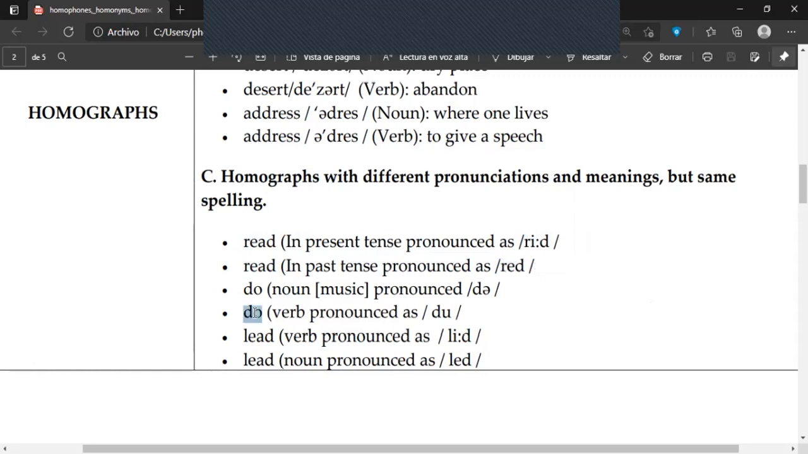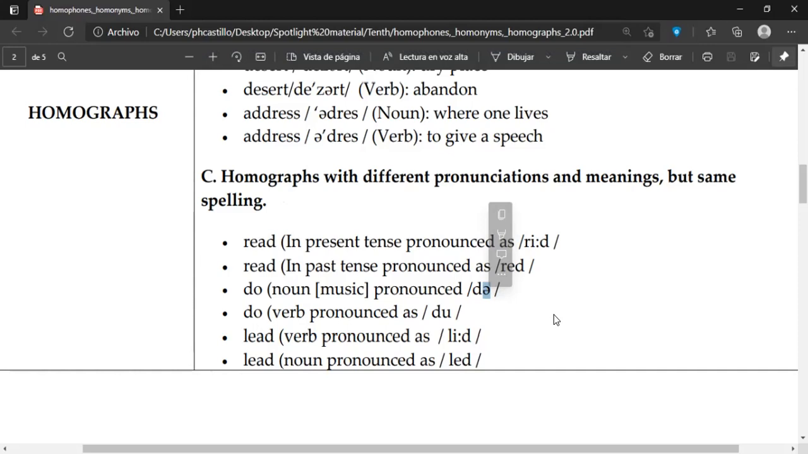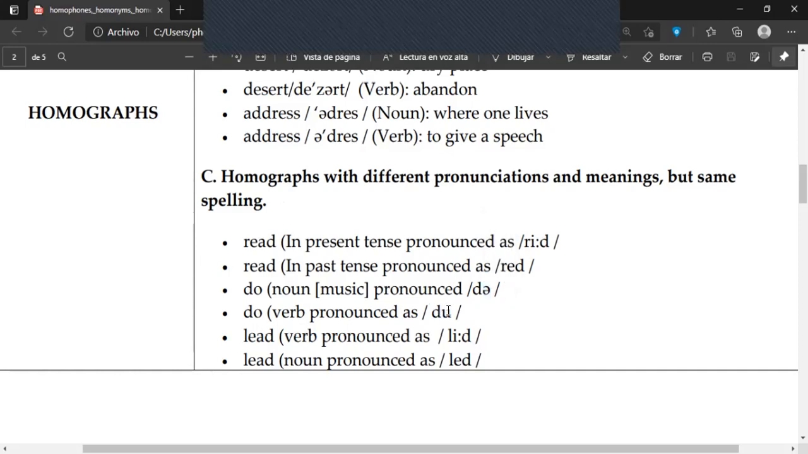Do as a verb is do. As a musical note is do. This symbol right here is called schwa. It is a vowel sound that for sure we don't have in Spanish. That's why it's kind of unfamiliar to us, and it represents some trouble every time that we want to pronounce it, because like I said, in Spanish it does not exist. It's pronounced like the, and the verb do. I do it because I want it.